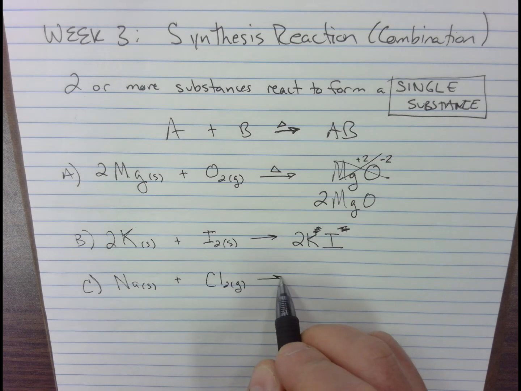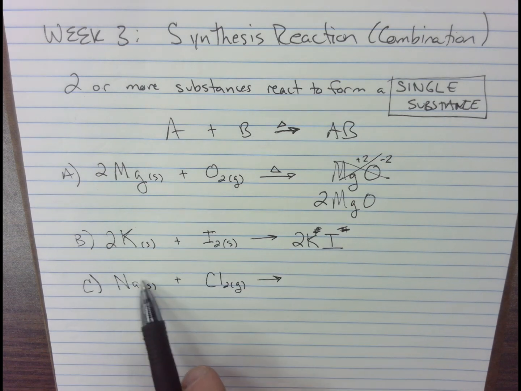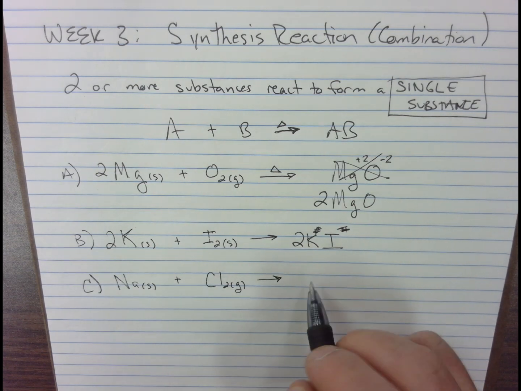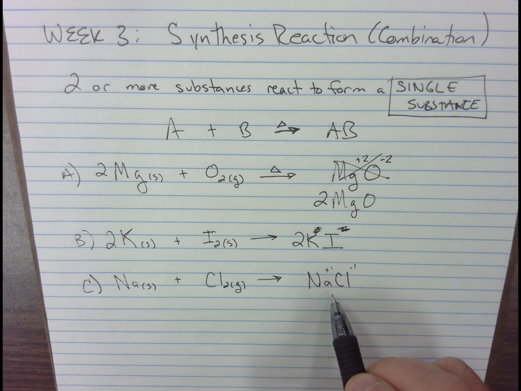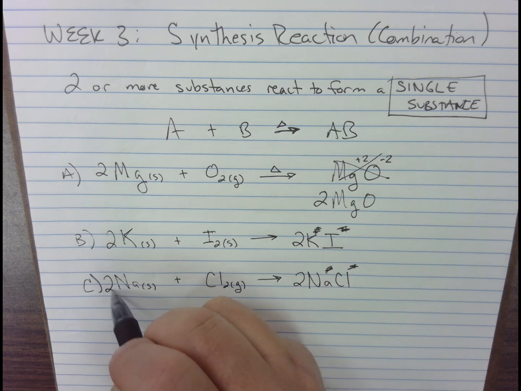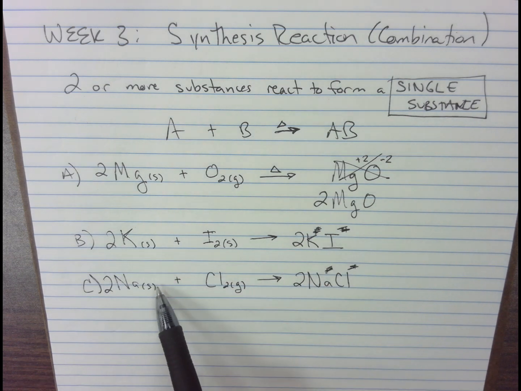Kind of morbid to think about, but when you take an explosive metal and you react it with a poisonous gas, what you get is sodium chloride. And if I crisscross those charges, I'll see that that is actually NaCl. To balance it, I do the same thing. These three examples are balanced very similarly, but that's not always the case.